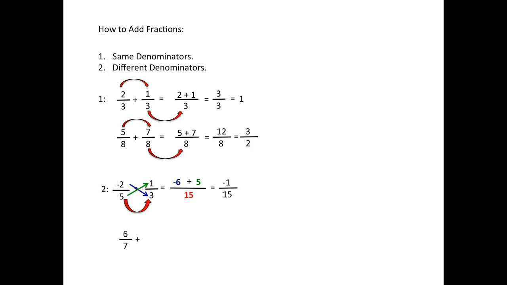Another example, 6 divided by 7 plus 5 divided by 8. Different denominators. Using the butterfly method, you multiply the denominators. 7 times 8 is 56. And now you do cross multiplication, starting from the left side at the top. 6 times 8 is 48. Plus, because you are adding, you multiply the other two from the bottom to the top, 7 times 5 is 35. And when you add, it is 83 divided by 56, and this is going to be the answer.